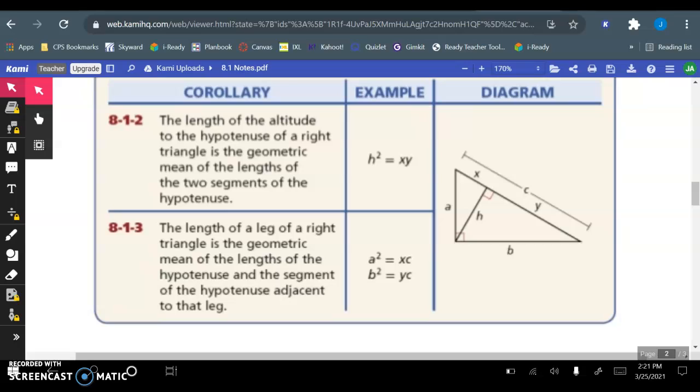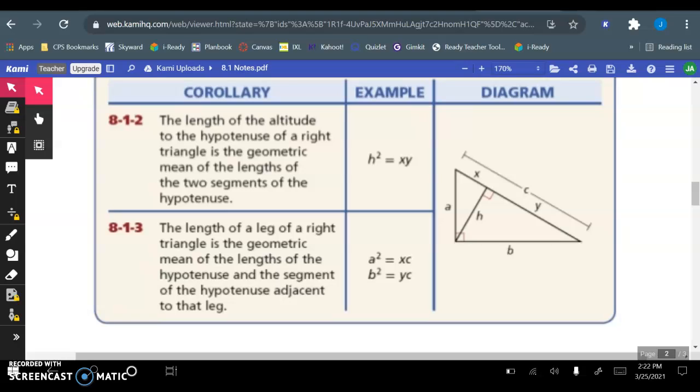And then the second one says that the length of a leg of a right triangle is the geometric mean of the lengths of the hypotenuse and the segment of the hypotenuse adjacent to that leg. So a squared is going to be equal to x times c. So that short leg times the whole hypotenuse of the large triangle. And then b squared, which is the longest leg of the big triangle, is equal to y, which is the longest leg of the medium triangle, times c, which is the hypotenuse of the large triangle.